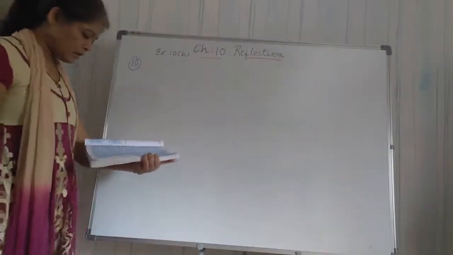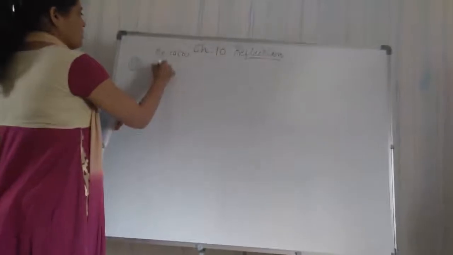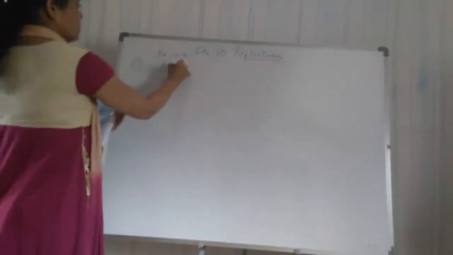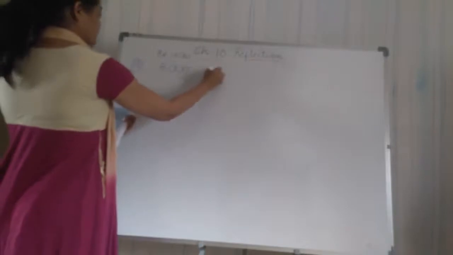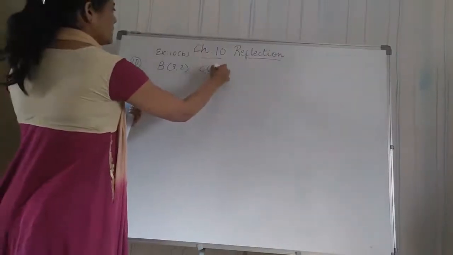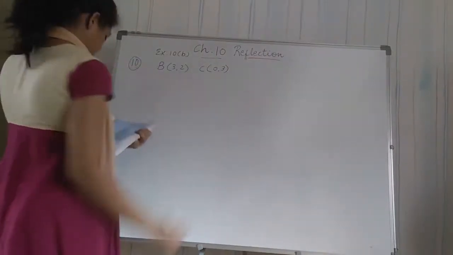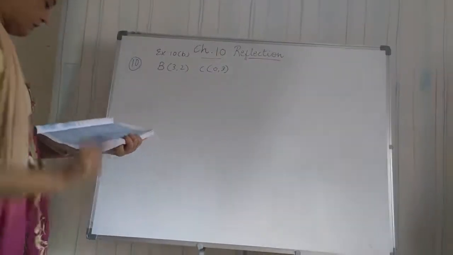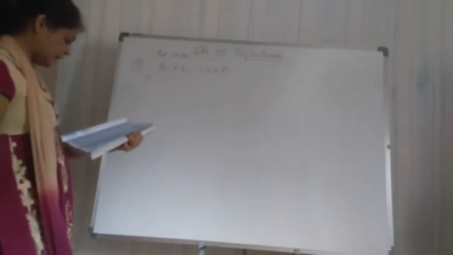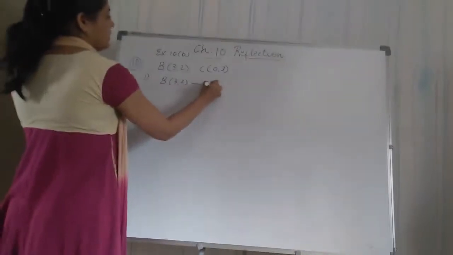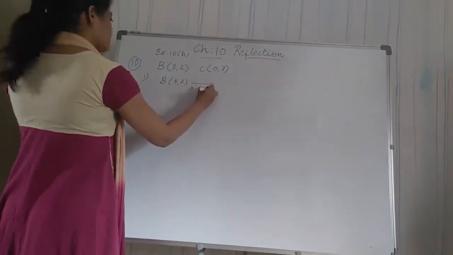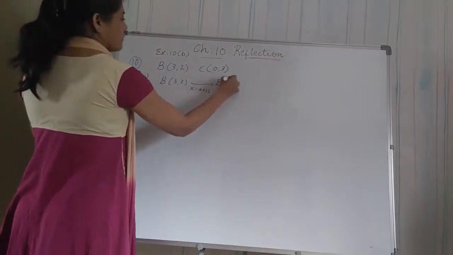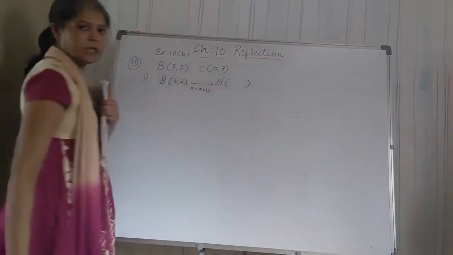Now question number 10, exercise 10b. In this question we are given coordinates of B and C points. Coordinates of B are (3, 2) and coordinates of C are (0, 3). These are the coordinates given to us in the textbook. Question number 10. Find first the image of the point B, that is B dash, under the reflection in x-axis. So we want to reflect the point B under x-axis to the point B dash. Okay. So we want to find the coordinates of B dash here now.